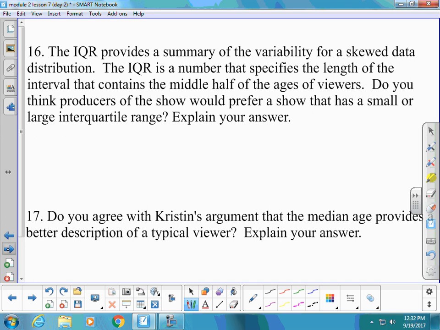Okay, 16 says the IQR provides a summary of the variability for skewed data. The IQR is a number that specifies the length of the interval that contains the middle half, that's why it was 50%, of the ages of the viewers. Do you think the producers of the show would prefer a show that has a small or a large interquartile range?